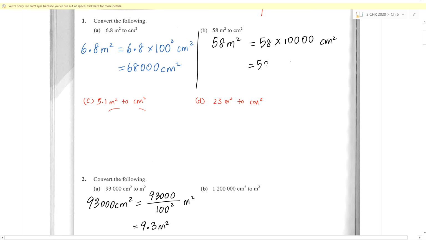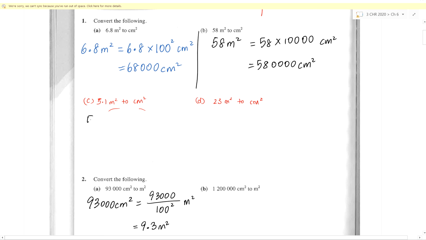So even without using a calculator, we know that if we multiply by 10, you just add 1 zero. You multiply by 100, you add 2 zeros. Multiply by 10,000, we add 4 zeros. 1, 2, 3, 4 square centimeters.